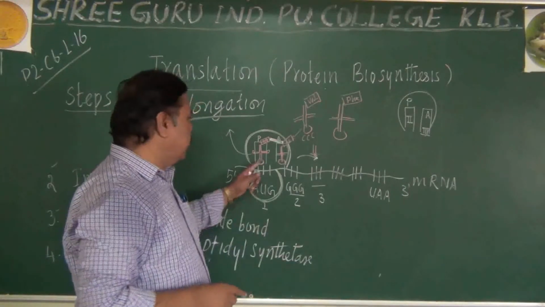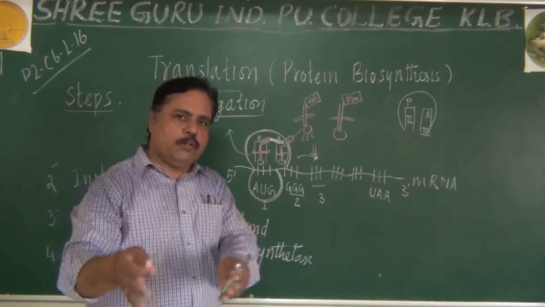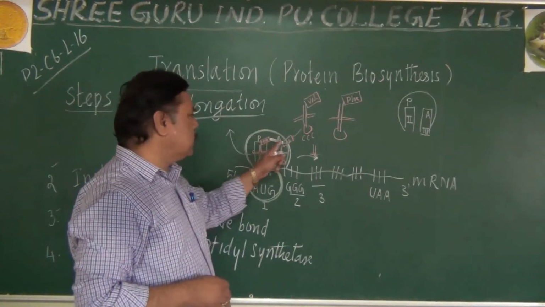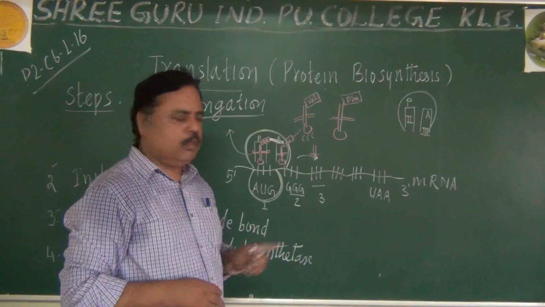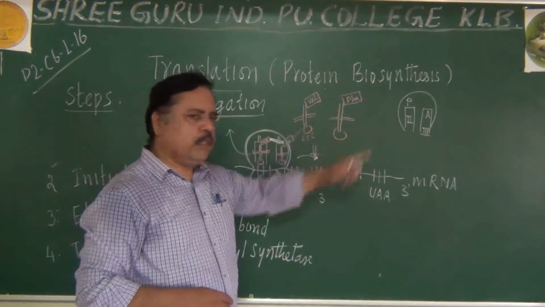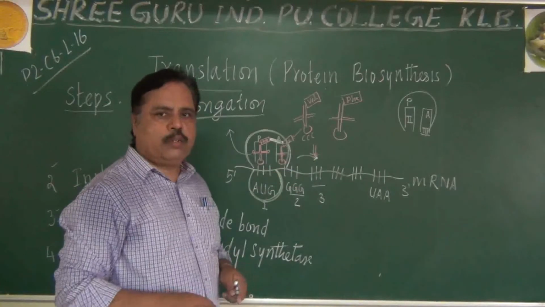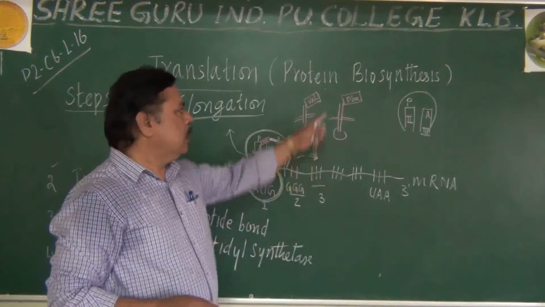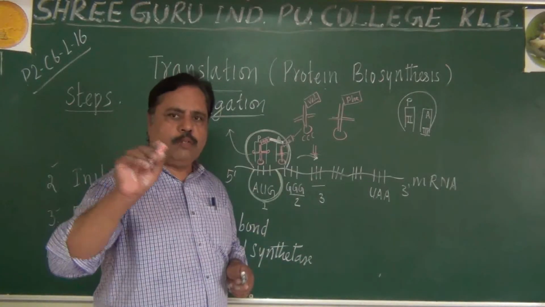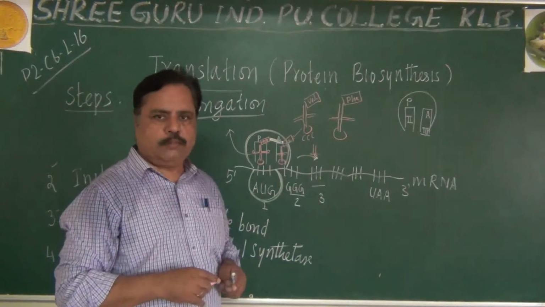The first tRNA left its methionine and went out. The second tRNA is carrying two amino acids now. It has occupied the P site. The A site is vacant. Here in the A site, who will enter now? The third tRNA. At the head of the third tRNA, there will be another amino acid, the cognate amino acid.